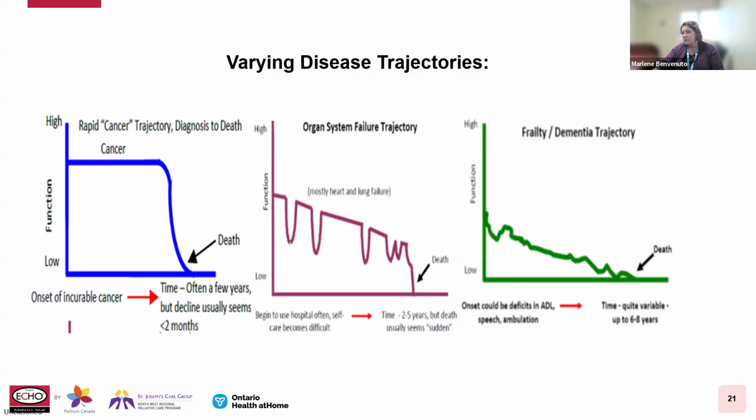So with the last one, the frailty, you can see by the graph itself, it's of a longer duration, usually 6 to 8 years or up to. And its onset usually starts with deficits in ADLs, their activities of daily living, perhaps even a deterioration in their functional performance. And then they may just slow down in their movements. They may have significant weight loss in this area.